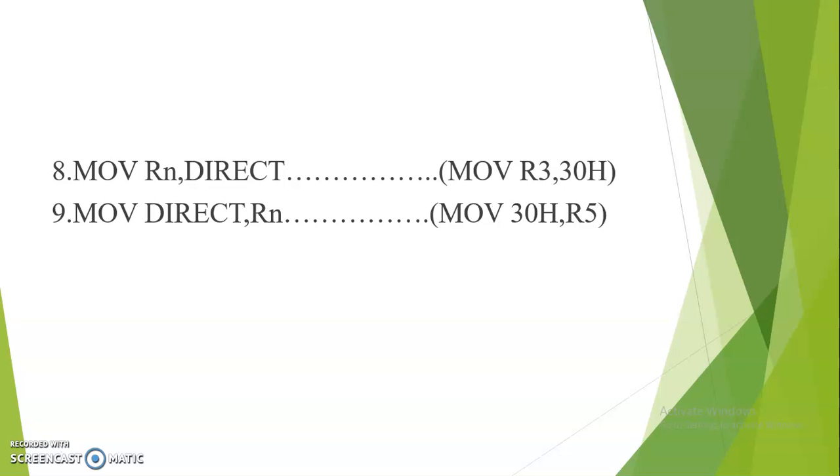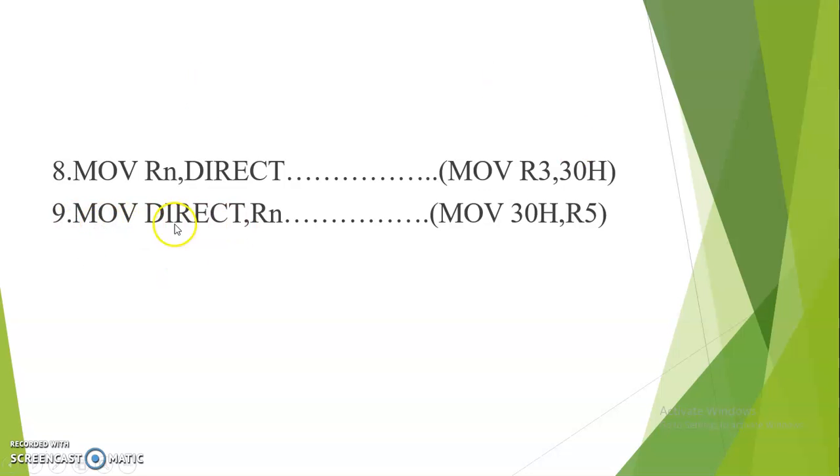We'll see the next combination. The next combination is MOV Rn, direct. This instruction will copy the contents at the direct address given in the instruction to the Rn register of the selected register bank. Its example is MOV R3, 30H. Here 30H is not a value because no hash is written. 30H is the direct address given in the instruction. At that address there are some contents, and those contents are copied to the R3 register of the selected register bank.